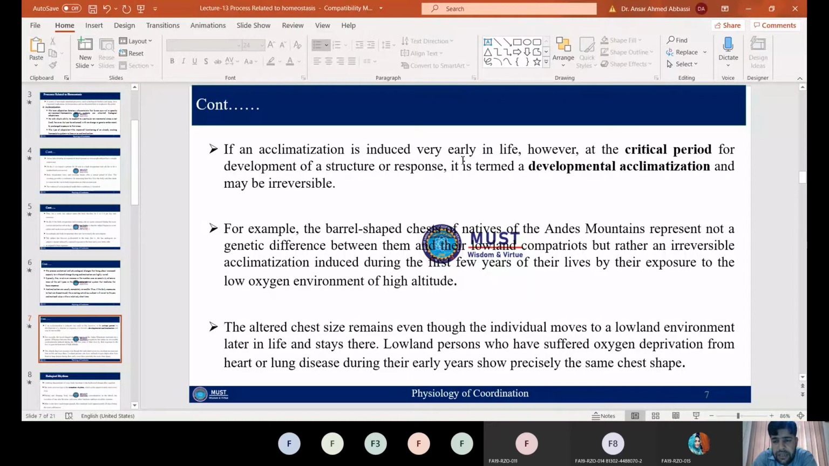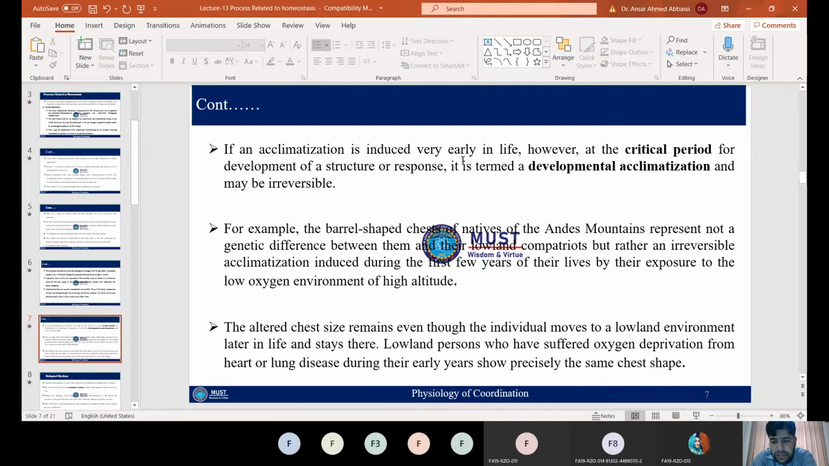Their chest has acclimatized according to the environmental condition, and the barrel-shaped chest is an adaptive change, or acclimatization of the body, to minimize the oxygen demand of the body at high altitude. As all of you know, at high altitude there is a deficiency of oxygen. So this altered chest size remains even though the individual moves to the lowland environment later in life, and even if they stay there for a longer period of time, their chest will still be barrel shaped. It means that is a developmental acclimatization.